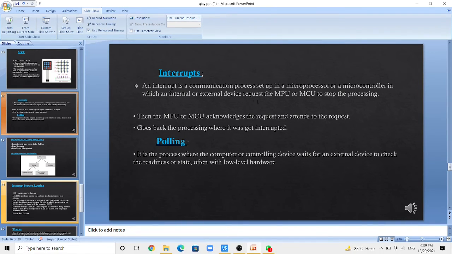Then the MPU or MCU acknowledges the request and attends to the request. Now it goes back to the processing where it got interrupted. And polling is the process where the computer or controlling device waits for an external device to check the readiness or state of a low-level hardware. Okay, and then go to next.